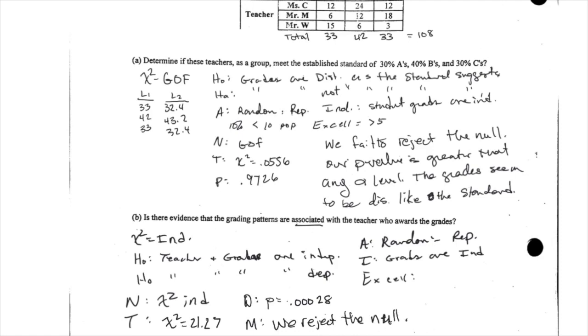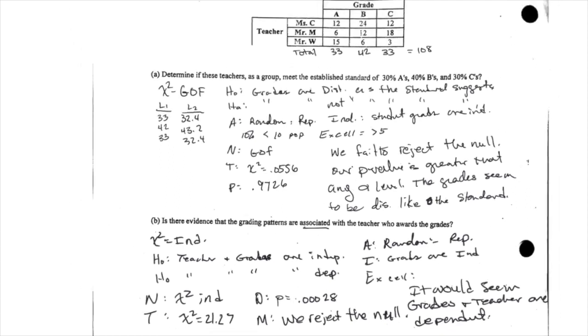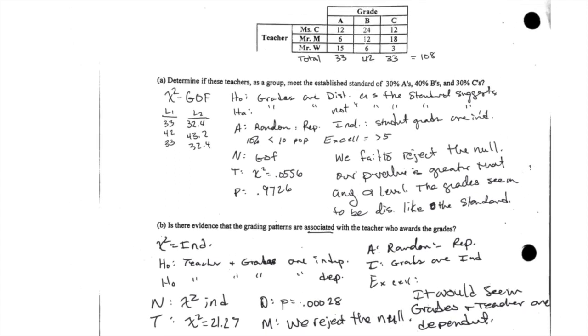We reject the null. It would seem grades and teacher are dependent. Or you could have said, it would seem that the grade distribution depends on what teacher you had. That would also be a good way of writing it down. Okay, so there's a good way of looking at a two-way table that could be interpreted in one of two different ways. Looking at just the totals would give you a goodness of fit type of test. Or I could look at the whole table and give an independence or even a homogeneity type of test.